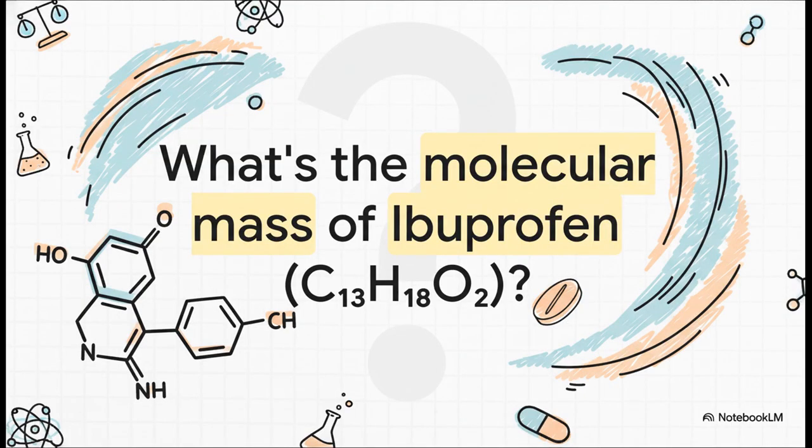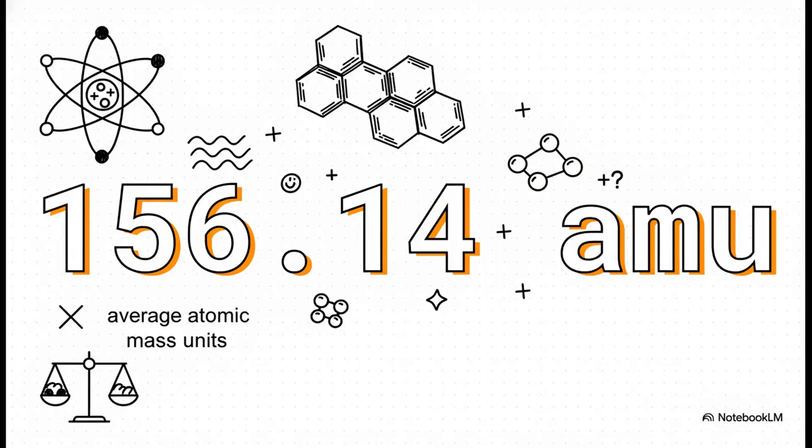Let's use a real-world example you probably have in your medicine cabinet, ibuprofen, the stuff in Advil. Its chemical formula is C13H18O2. So, based on what we know, how do we figure out its molecular mass? Okay, let's break it down ingredient by ingredient. First up is carbon. The formula tells us we have 13 carbon atoms, so we multiply 13 by carbon's average atomic mass, and that gives us a total of 156.14 atomic mass units, or AMU for short.